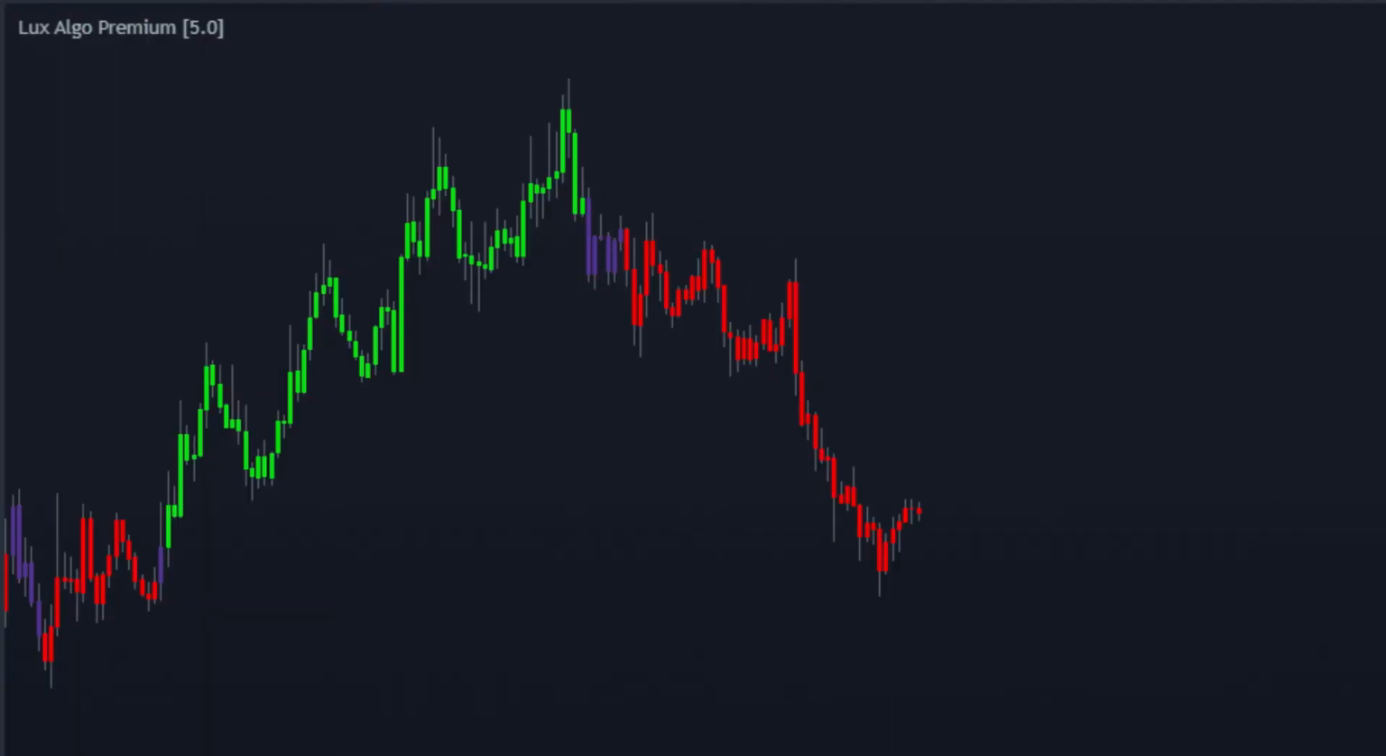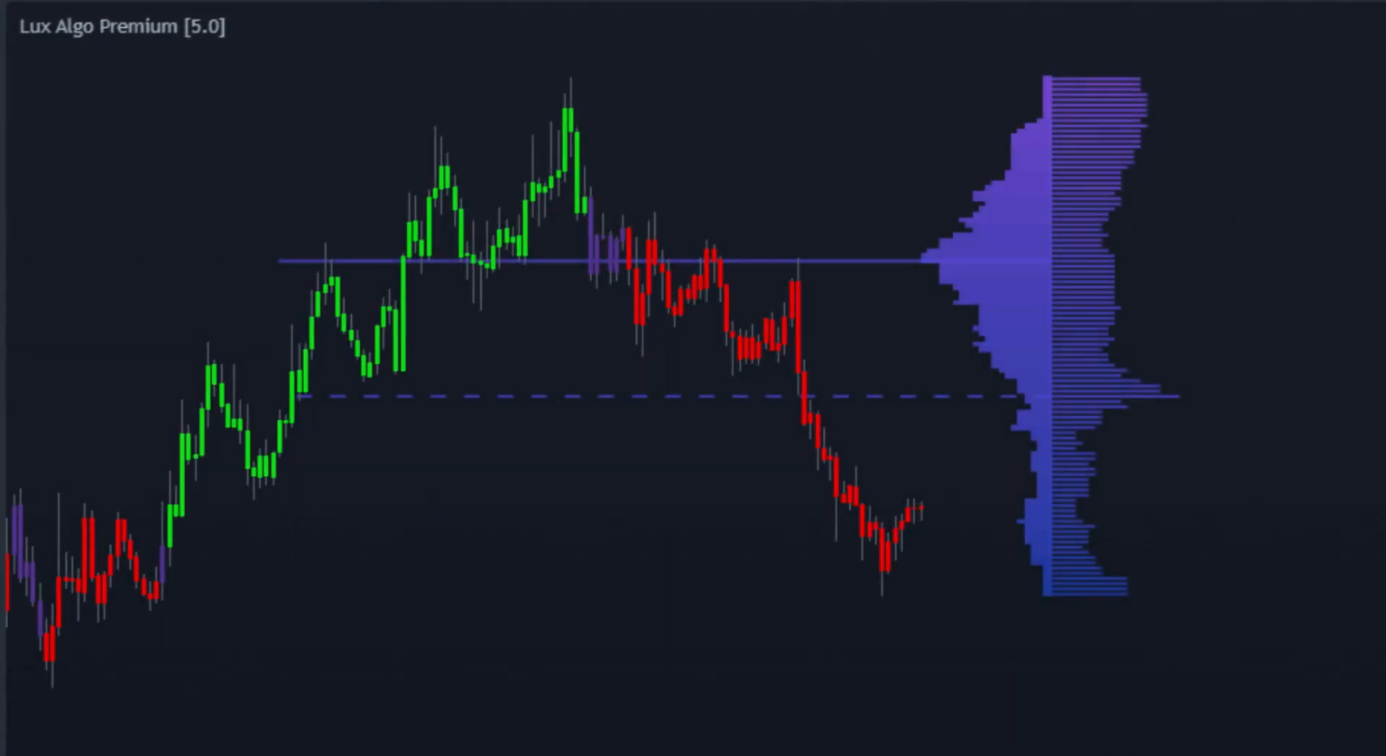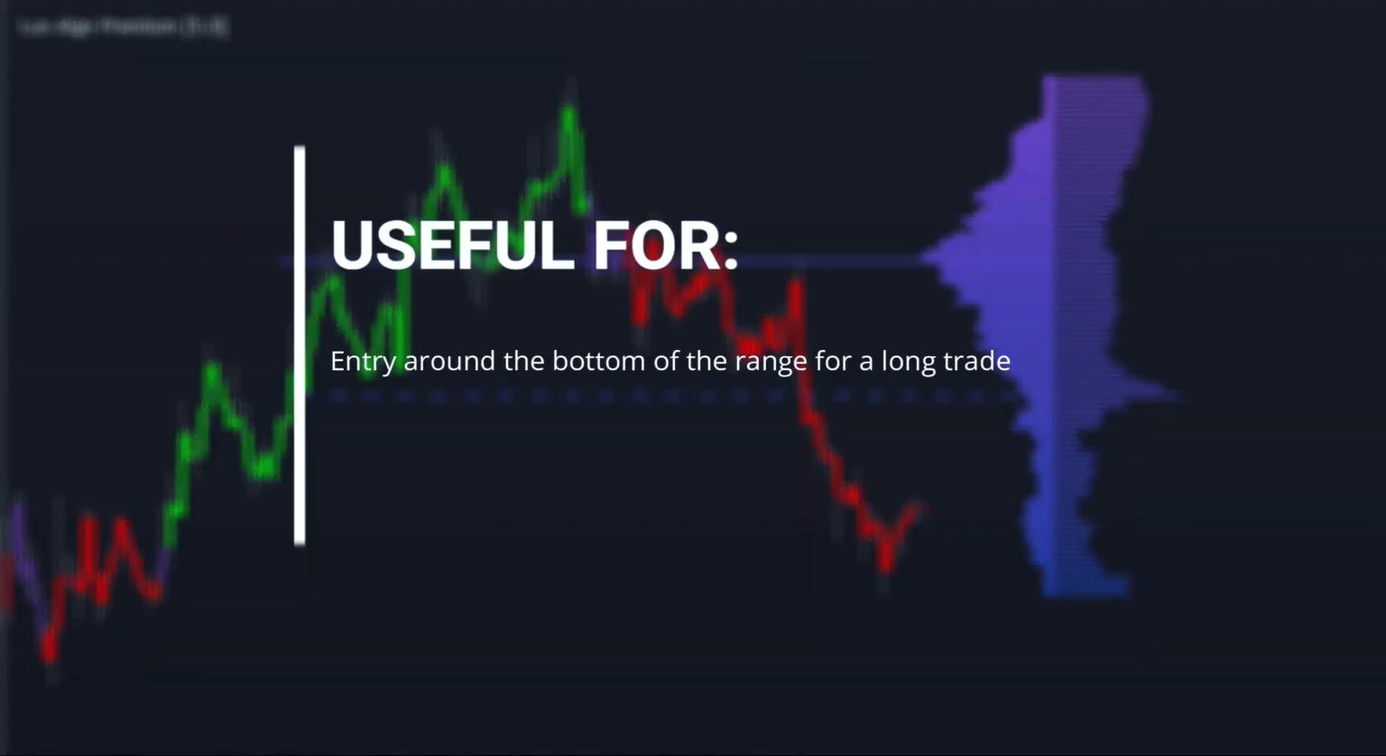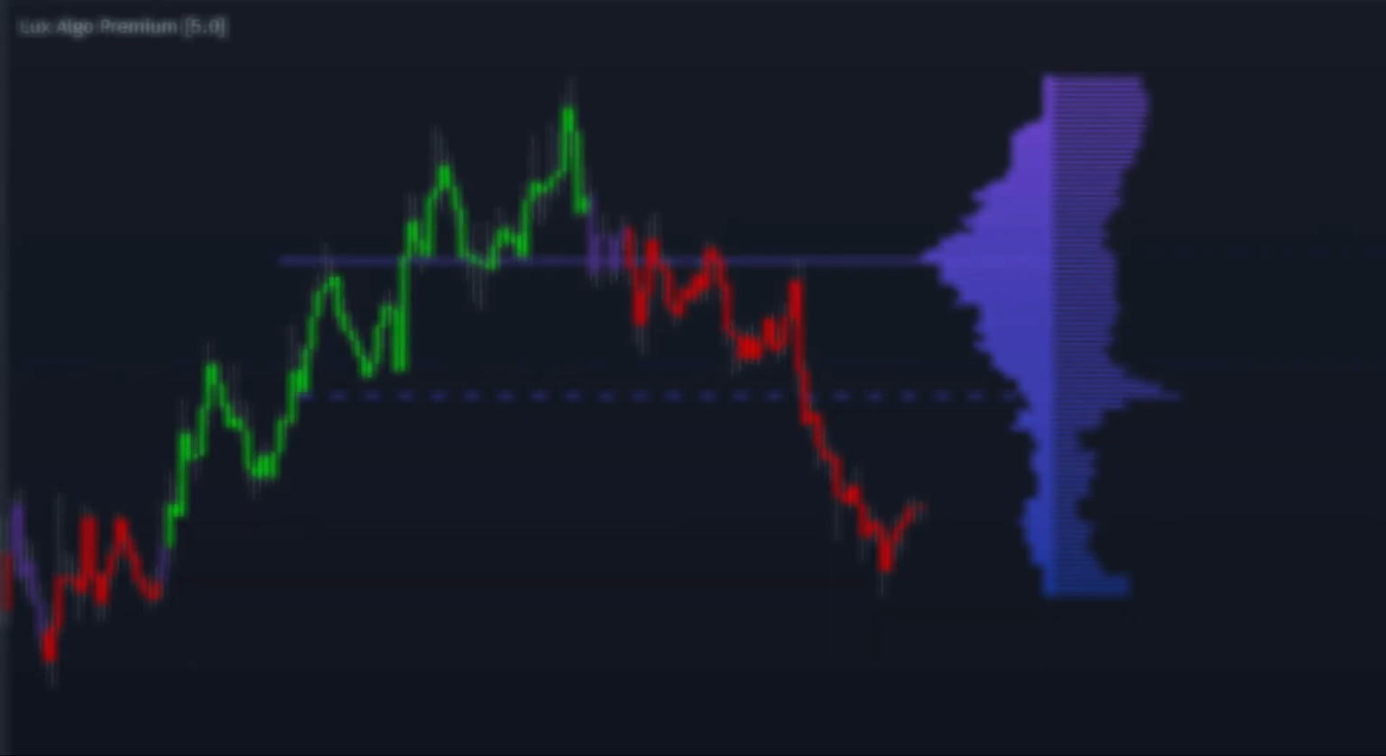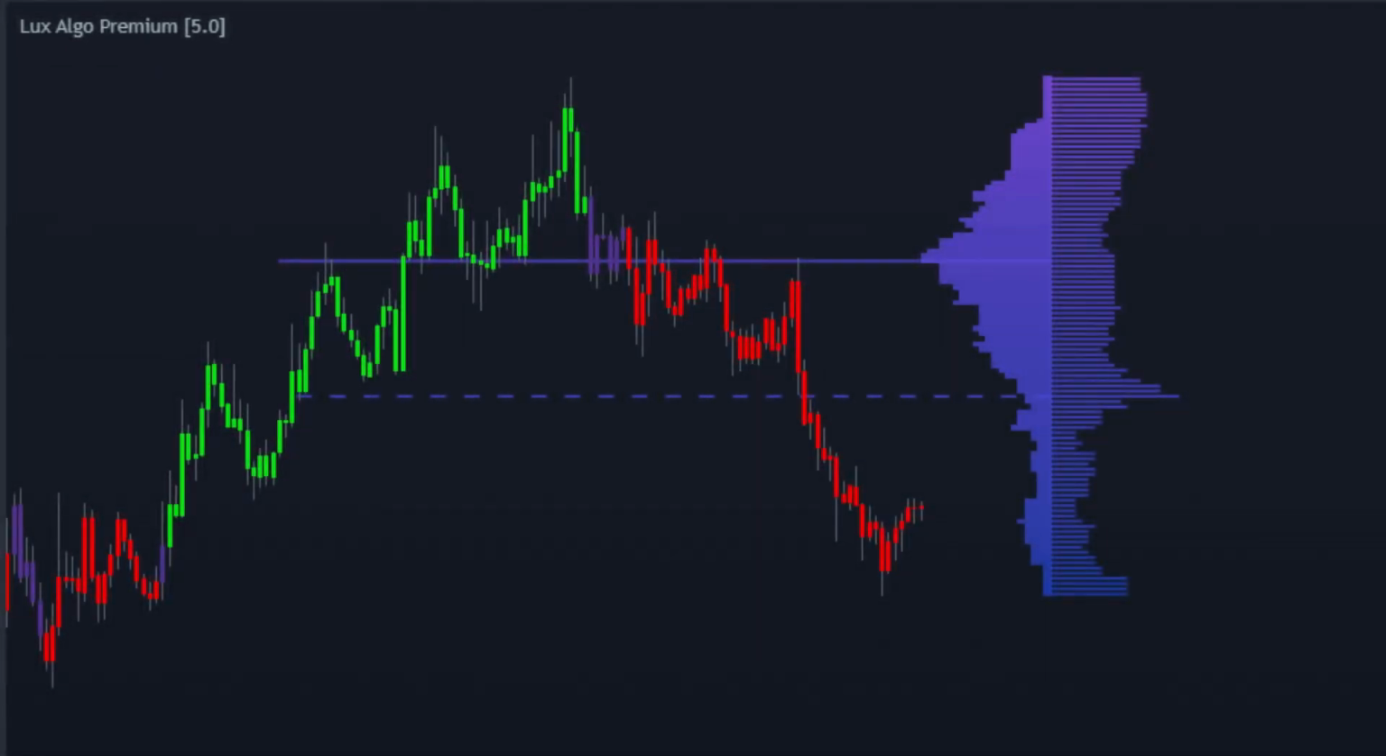The Lux Profile is best used with range trading. It can show you the low area of the range and the high area of the range. When range trading, you would want to take an entry around the bottom of the range for a long trade, or an entry around the top of the range for a short trade. It is advisable to avoid trading in the middle area, usually the immediate area around the point of control.